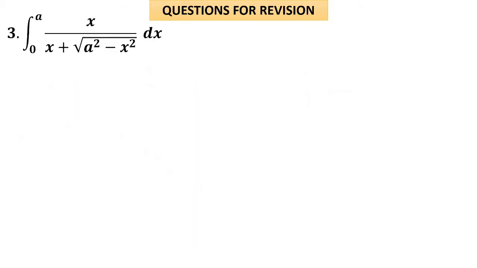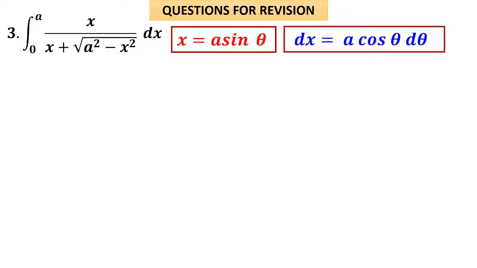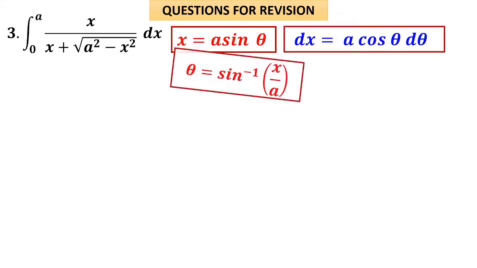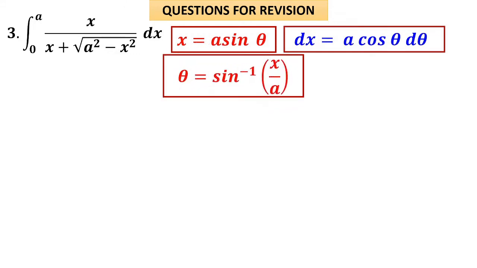Let us move on to question number 3. Here, the integral from 0 to a of x by x plus root a square minus x square. All of you may be tempted to check, sir, shall I replace x by a minus x? But when you do substitution, because you are seeing a square minus x square in the denominator, put x is equal to a sin theta, dx will be a cos theta d theta, theta will be sin inverse x by a. Now we have to change the limits.